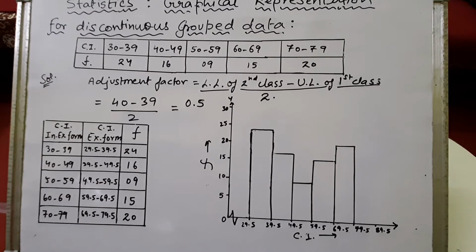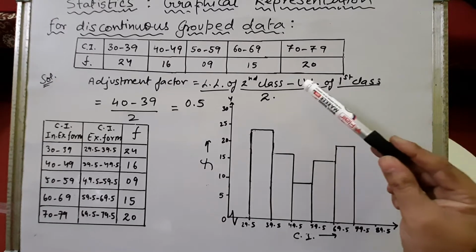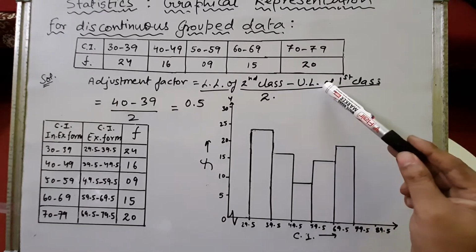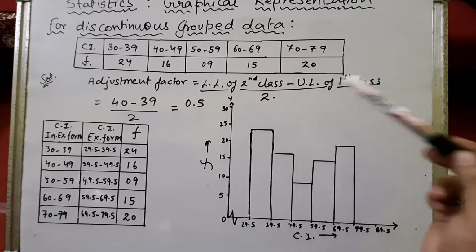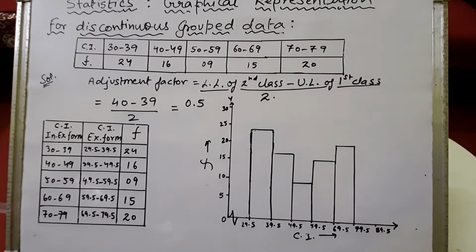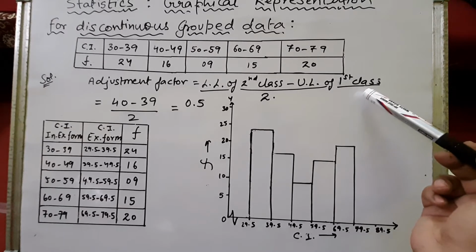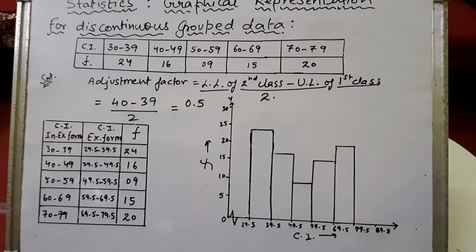So to convert this non-overlapping class interval into an overlapping class interval, we'll calculate the adjustment factor. Children, how do we calculate the adjustment factor? We subtract the upper limit of the first class from the lower limit of the second class, and whatever the result comes, we divide it by 2, right? Why are we calculating the adjustment factor? To make the non-overlapping class interval into an overlapping class interval.